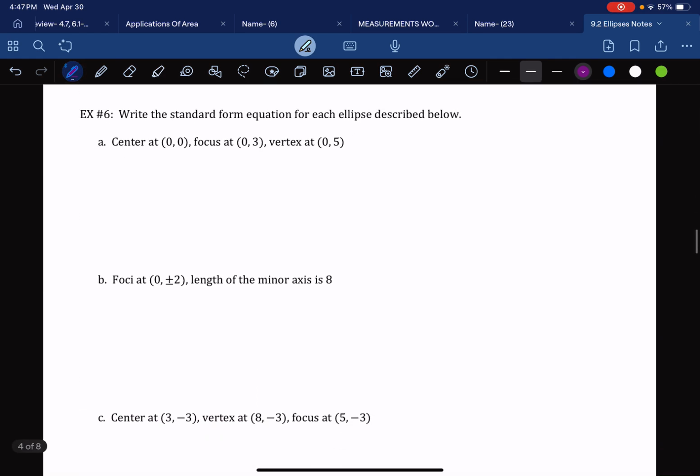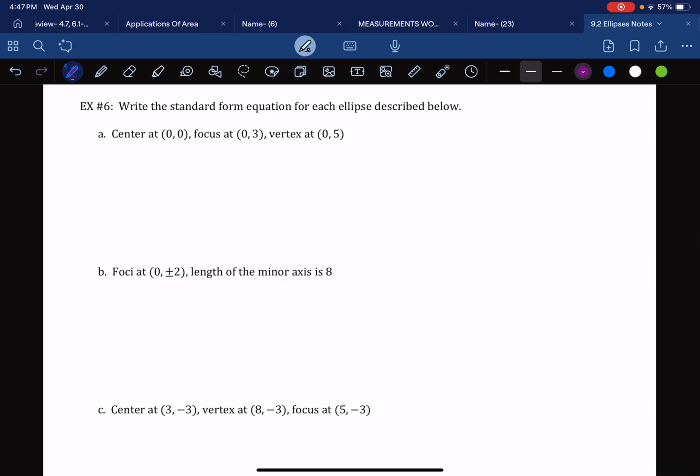Okay. Let's write the standard form of the equation of the ellipse below. So the center is at 0, 0, focus at 0, 3, vertex at 5. Okay, so if you see that all of our changes are happening to the y value, that means that the major axis is vertical.